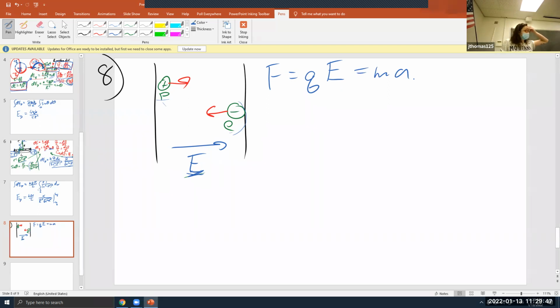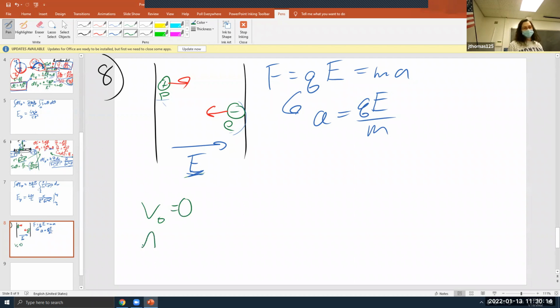Then they ask you how long it takes for them to reach the same point, or where they meet. Where do they cross paths? In other words, it's just like the ball problems from last semester. And so you just need to solve this for an acceleration. The acceleration is QE over m. And you find your acceleration, and then you just do 1D motion, physics 1, where your initial velocities are 0, and your delta x is equal to x final minus x initial. The proton starts at x initial equals 0, and the electron starts at x initial equals the separation distance, and you just solve for when they're equal.